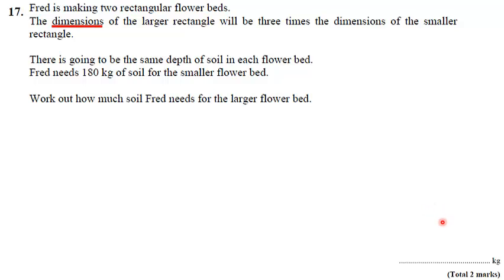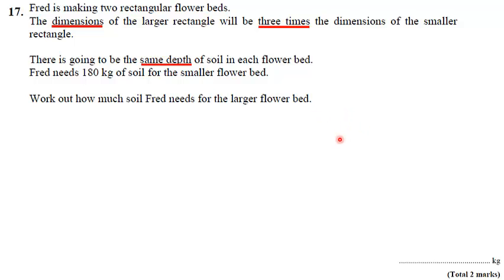Fred is making two rectangular flower beds, and the dimensions, that means the length and the width, of the larger rectangle will be 3 times the dimension of the smaller rectangle. So they're giving us the fact that the dimensions of the bigger one is 3 times the dimension of the smaller one. So I'm thinking scale factor here as I read through.